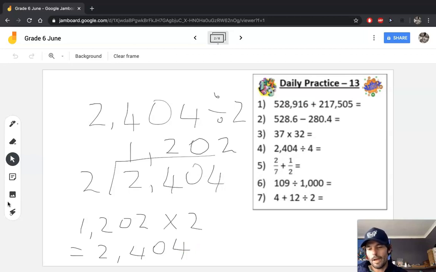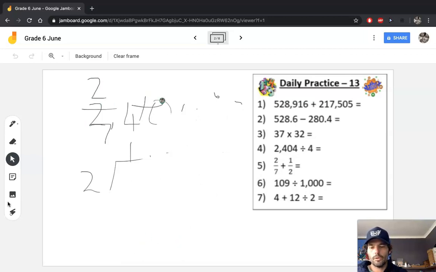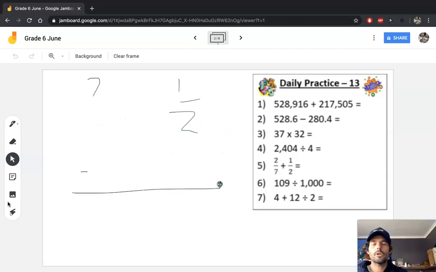In question number 5, we've got the addition of fractions. And the first thing you can notice is that the denominators are different. So we've got 2 over 7 plus 1 over 2. We need to find the lowest common multiple of 7 and 2, which will give us the lowest common denominator of 14. So 7 goes into 14 twice.